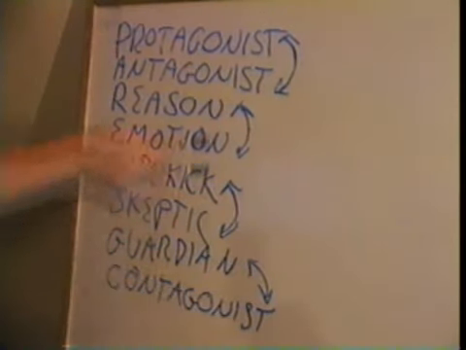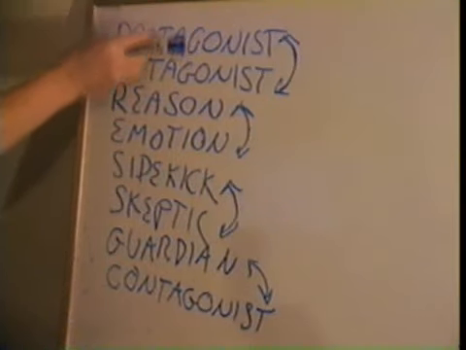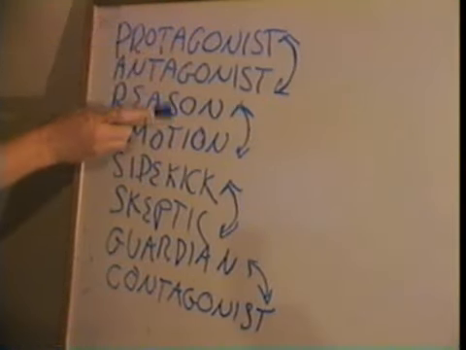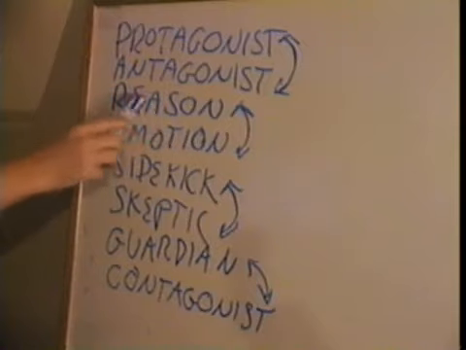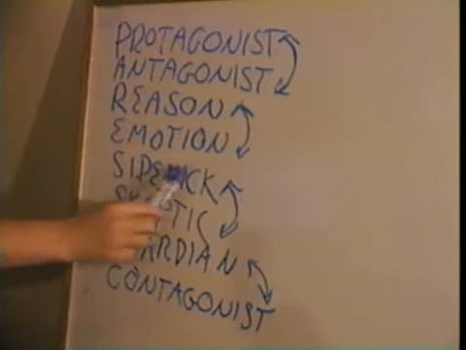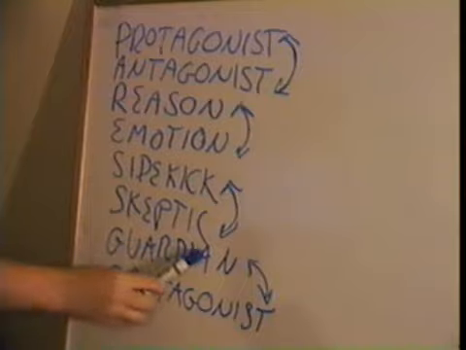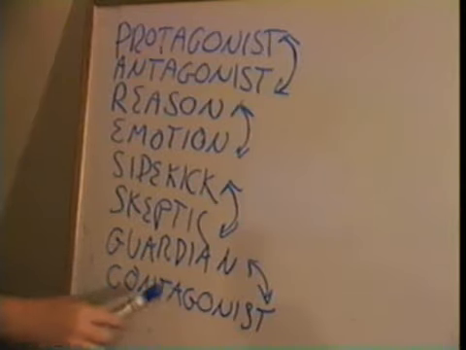Now, when they go together in this manner, you were able to look at Luke Skywalker. Empire is the antagonist. Reason is Leia. Emotion, Chewbacca. Sidekick, robot. Skeptic, Han Solo. Guardian, Obi-Wan. And contagonist is Darth Vader.